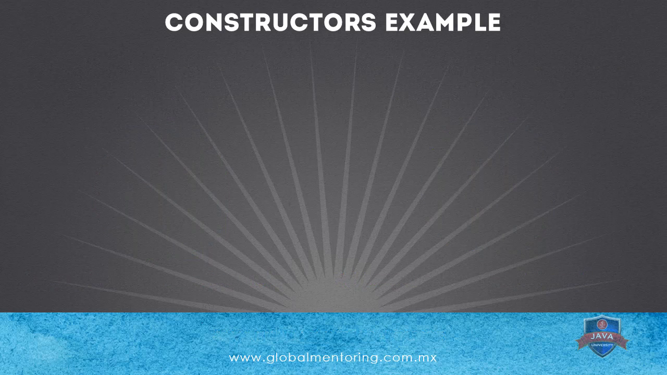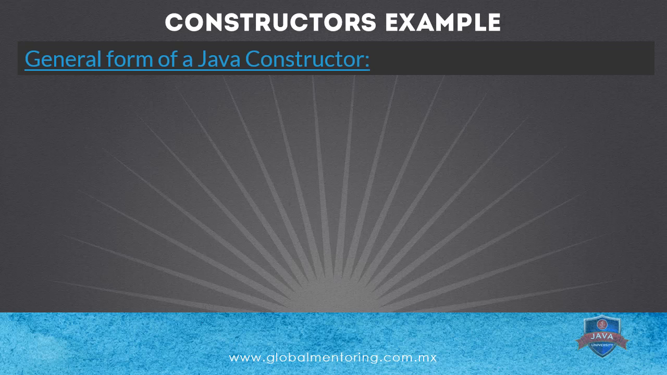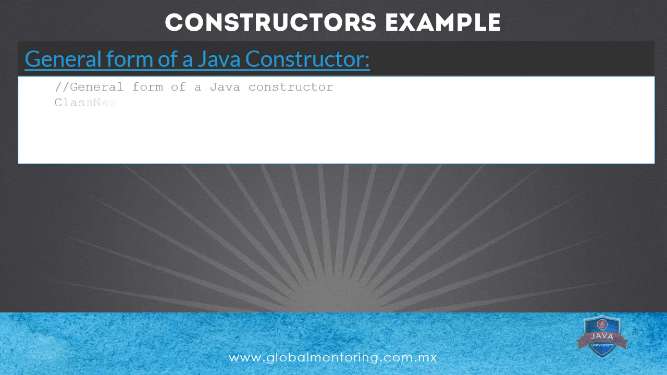Constructors example. General form of a Java constructor. Remember that a constructor has the same name of the class. So for declaring a constructor, we must use the name of the class, and we can pass arguments to this constructor. After that, we have the body of this constructor.